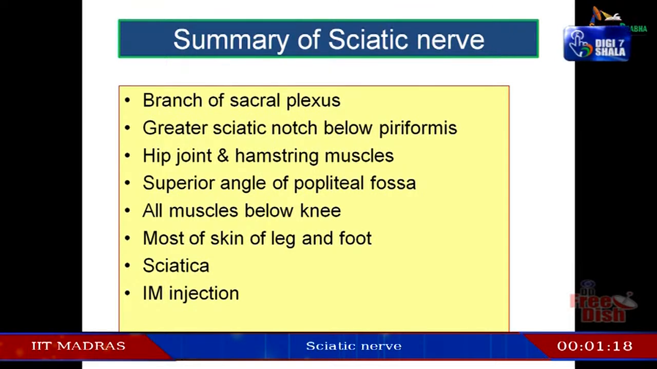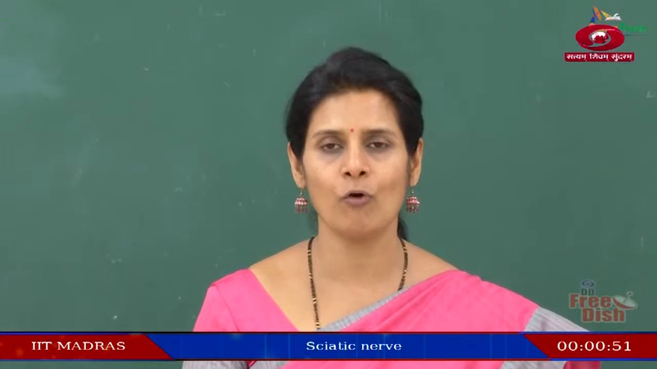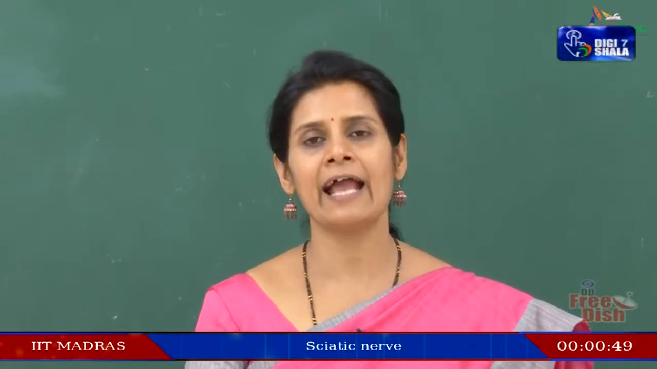Sciatica is a condition caused by compression of sciatic nerve root fibers, resulting in pain radiating from the back of thigh to the lower part of the leg along the course of deep peroneal nerve. There can be associated symptoms like loss of sensation if it becomes a chronic condition. Intramuscular injection should be given in the upper lateral quadrant, otherwise it can cause injury to sciatic nerve.